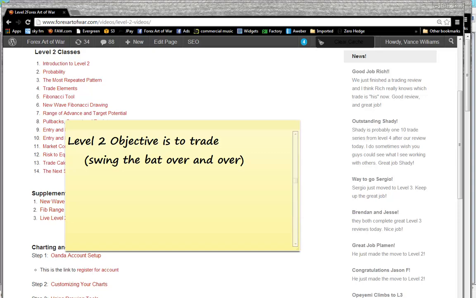But there will come a time as you're trading in level 2 that a pattern will emerge. It'll be a setup that only you see. That setup will be consistent with good logic for every element that affects your probability of winning. And when that happens, when we see what you're doing well, then we move you to level 3.